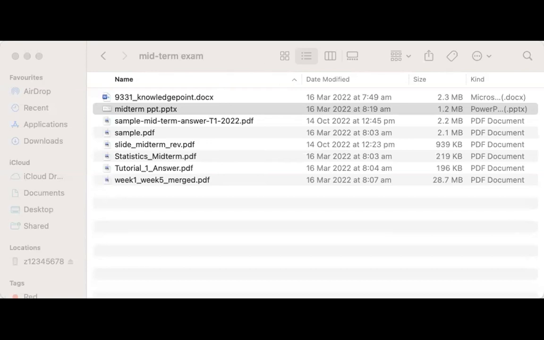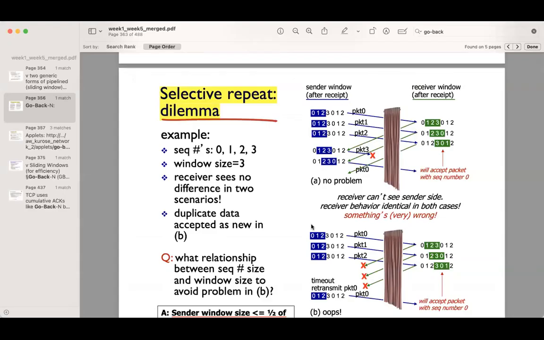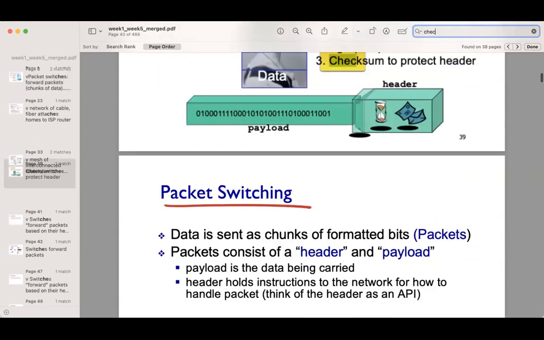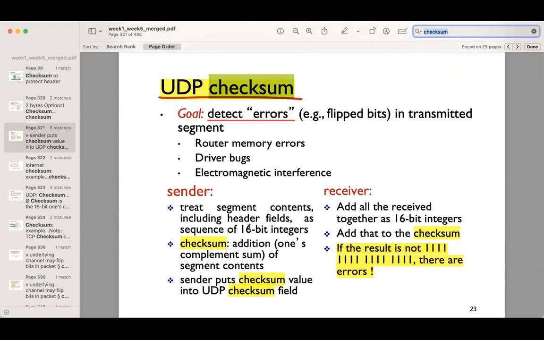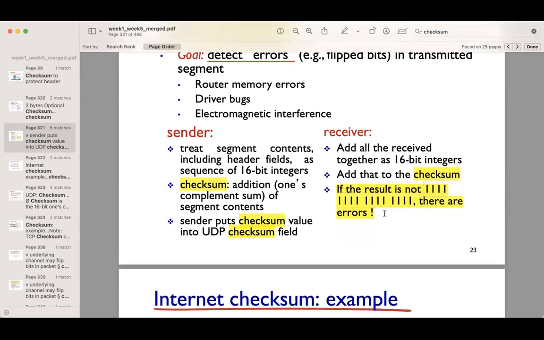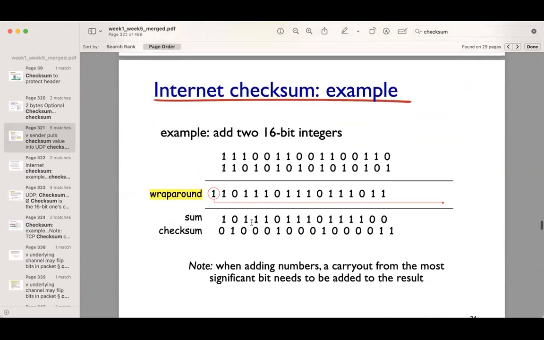Oh, okay. I forgot to check some questions. Okay, so the checksum. This one is the UDP checksum. So all you need to do is add the numbers together, and then verify that all the bits should be 1. And this is how we do the calculation.